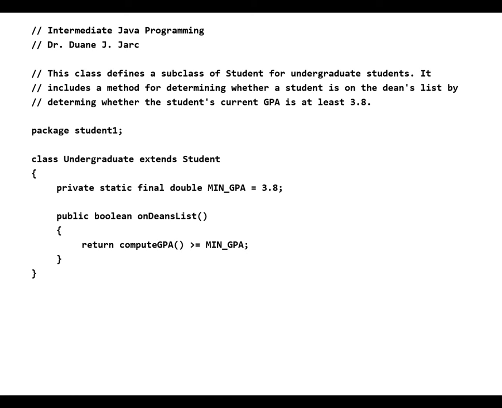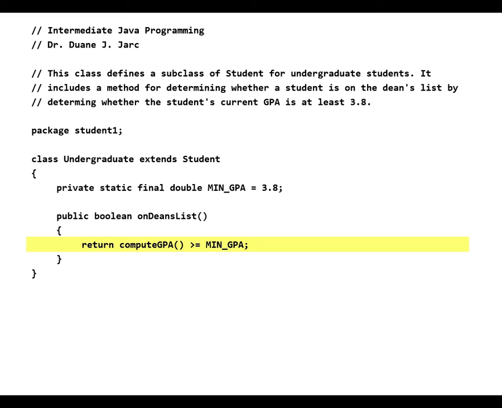Next, we consider one of the subclasses, the Undergraduate class. Notice first the fact that an extends clause appears after the class name. This subclass extends the superclass in two ways. It adds a constant for the minimum GPA required for an undergraduate student to be on the Dean's List. It also adds a method onDeansList that returns a Boolean value indicating whether the student has a high enough GPA to be on that list.